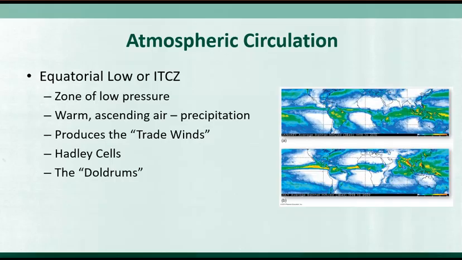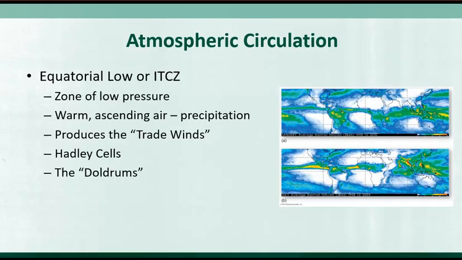The most profound of these is what's called the equatorial low, also known as the Intertropical Convergence Zone, or ITCZ, which is found right around the equatorial area where we have the greatest amount of heating. As a result of that, we have the most persistent low pressure zone on the entire planet. The winds that move into that low pressure area from highs that are either towards the north or towards the south are referred to as the trade winds.